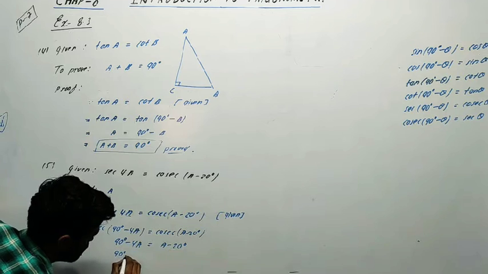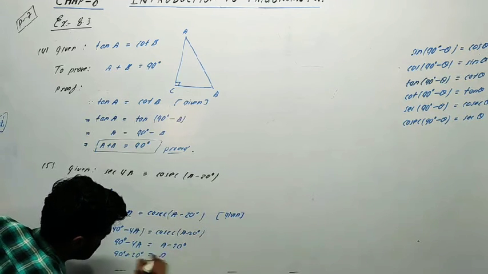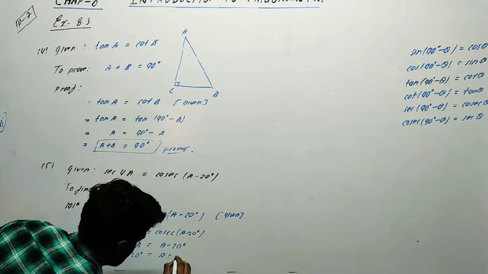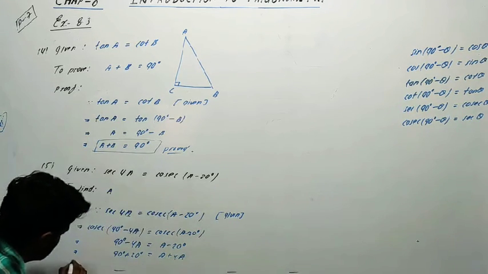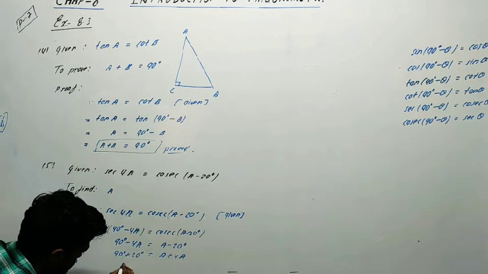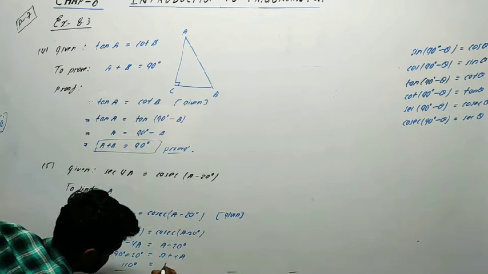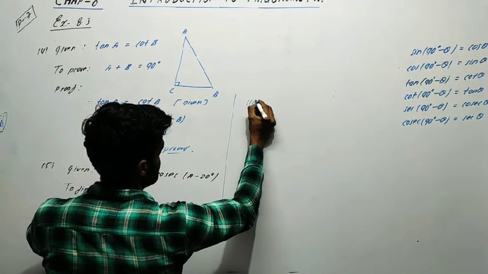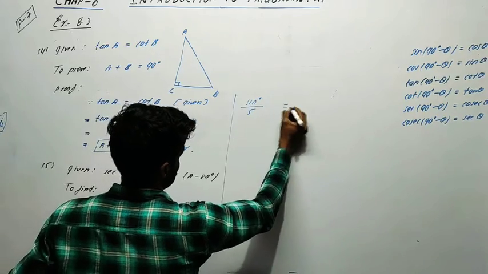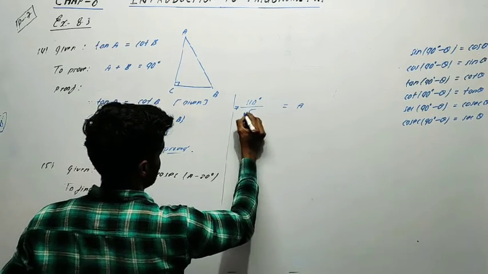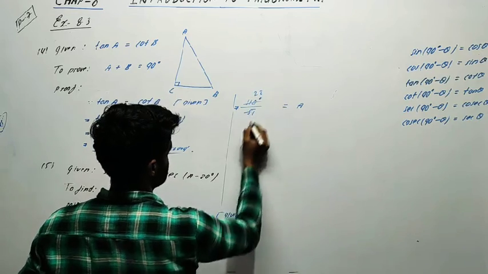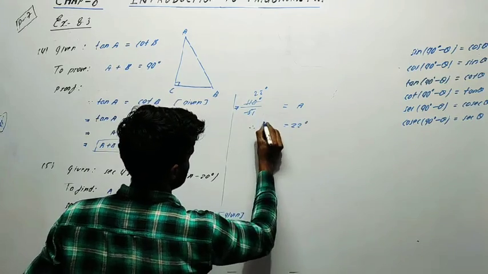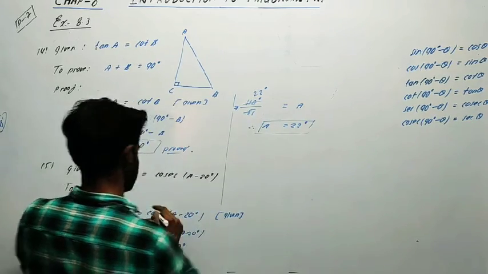So 90 degrees plus 20 degrees is equal to A plus 4A, as 4A is added on the RHS. So 90 plus 20, 110 degrees, is equal to 5A. 110 degrees divided by 5 is the value of A. 5 twos are 10, 5 twos are 10. Therefore angle A is equal to 22 degrees, and here is the answer.